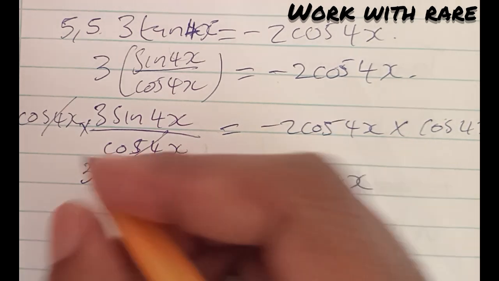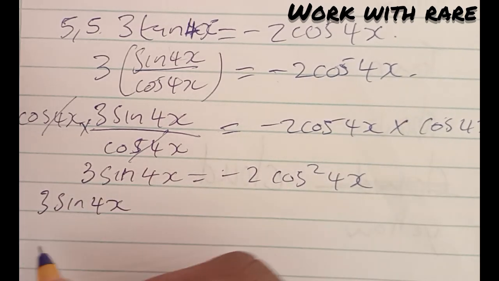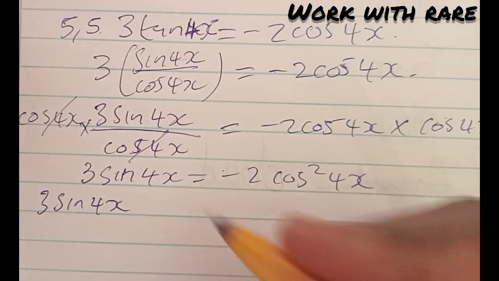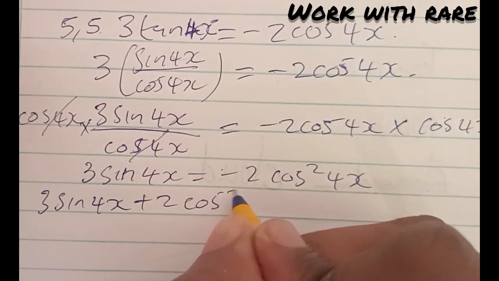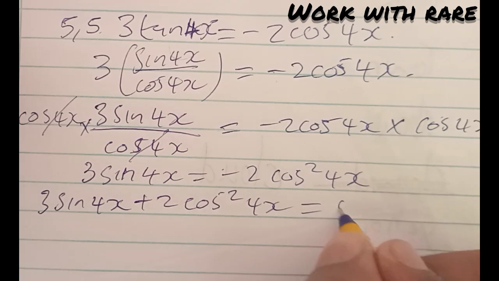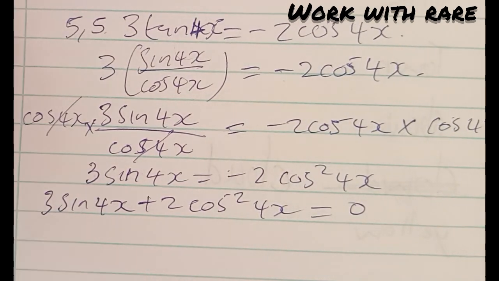So when I take it to the left hand side, it will change the sign. So it was negative, which means now it will be positive. So it will be plus 2 cos squared 4x is equal to 0.